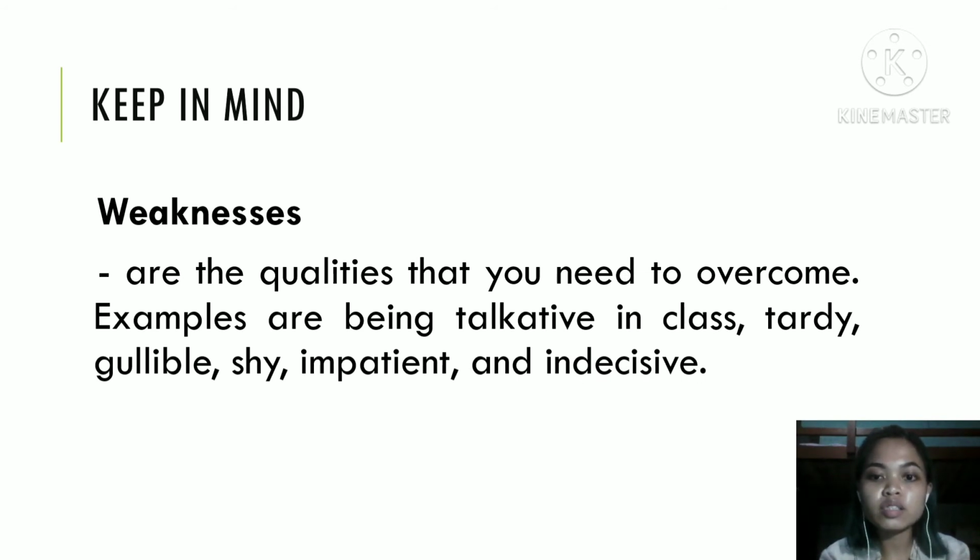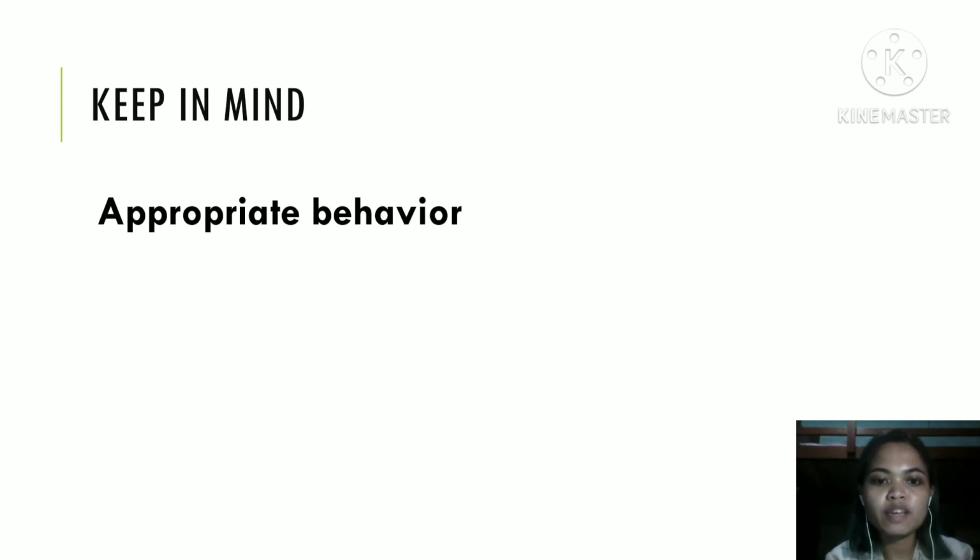So, these are the qualities that you need to overcome. Ito daw yung mga bagay na kailangan mong mapaglabanan o mabago sa iyong sarili. Examples are being talkative in class, pagiging madaldal sa klase, tardy, ikaw ay laging nahuhuli, gullible, madali kang maniwala sa mga sabi-sabi, shy, ikaw ay mahiyain, impatient, ikaw ay maikli ang iyong pasensya, and indecisive, nahihirapan kang mag-come up sa isang desisyon.